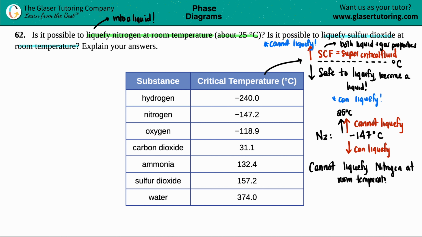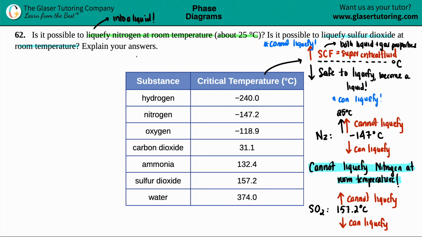Now we just have to do the same thing with sulfur dioxide. Let's color this in pretty quickly. Okay, now let's do sulfur dioxide. Sulfur dioxide is SO2, and its critical temperature is a positive 157.2 degrees Celsius. Anything above that temperature, you cannot liquefy. But anything below that temperature, you can liquefy.